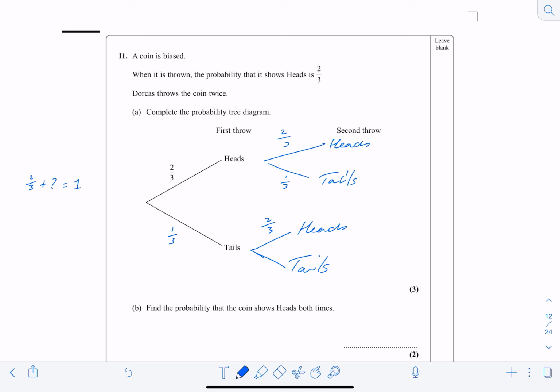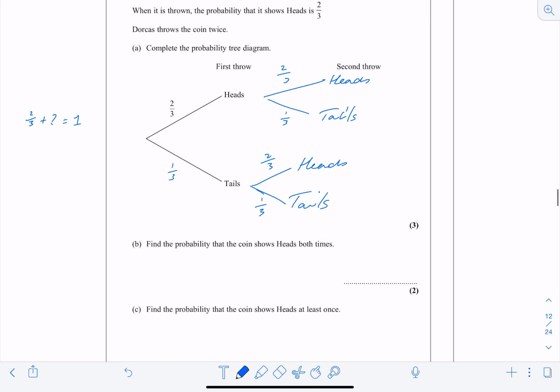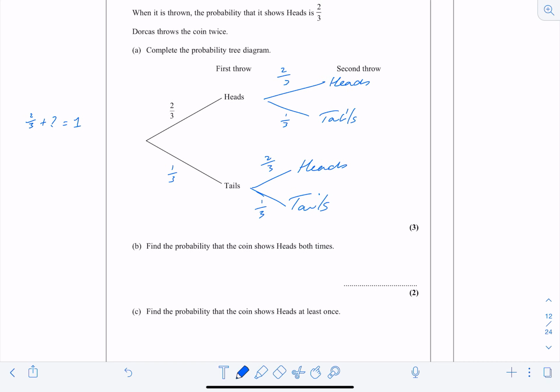Find the probability that the coin shows heads both times. The only way that happens is for this to happen and then this to happen, and that's going to be 2 over 3 times 2 over 3. If it's the probability of something happening and something else happening, we always times. If it's or, we add them. So that's going to be 4 over 9.